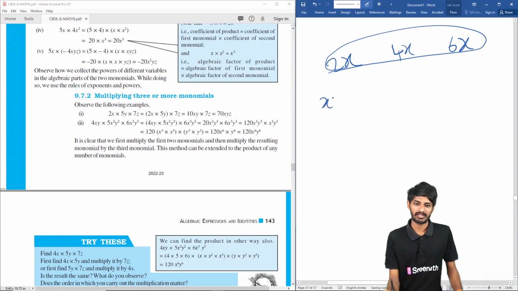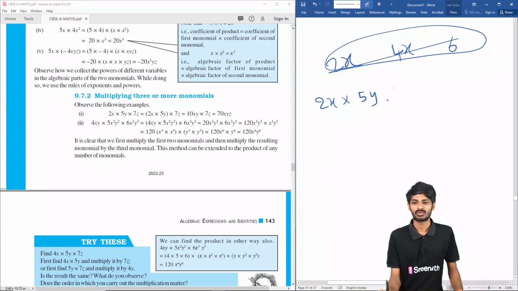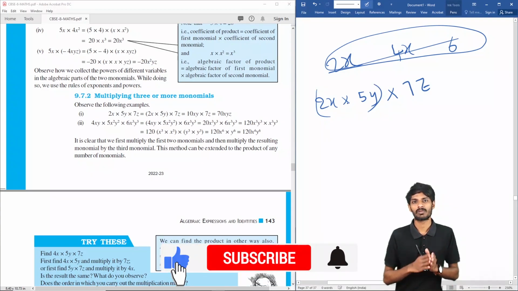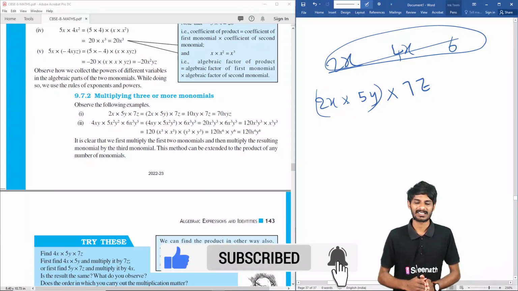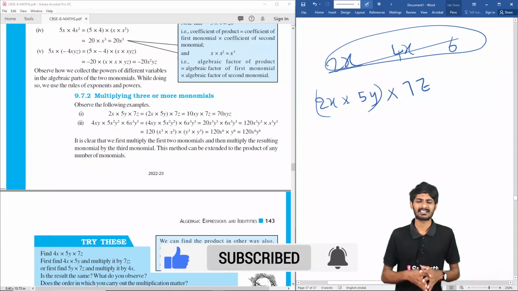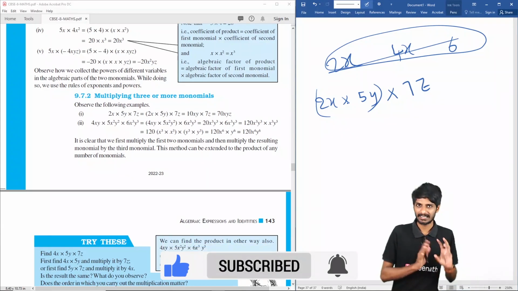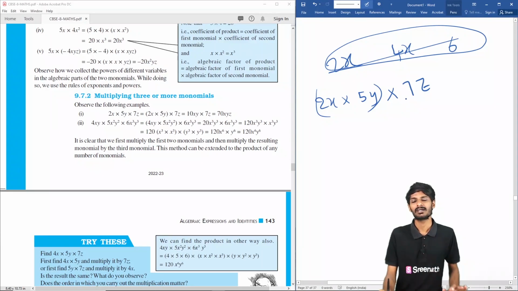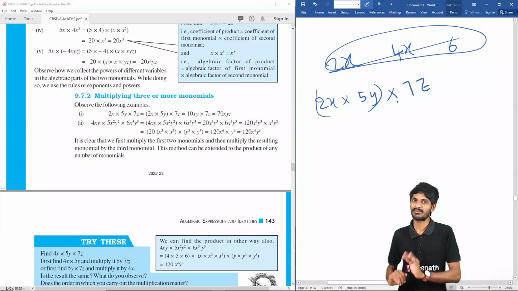Here we are having 2x into 5y into 7z. First, take these two monomials and multiply them and get the result, and the result is also a monomial. Next, take that result and multiply it with the third monomial, do the same process, and you will get the answer, which is a monomial.